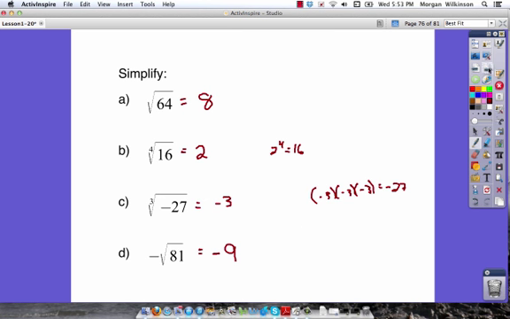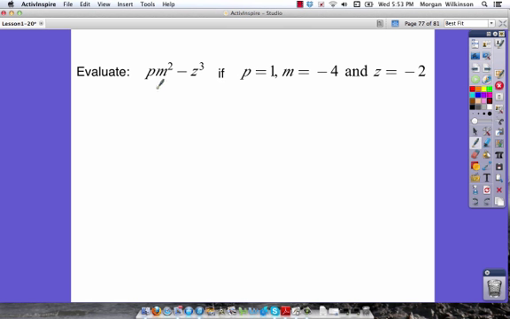Now these problems are very valuable because we can go ahead now and evaluate expressions that have powers within them. So, remember, wherever we see a variable, we're going to substitute the value in, but first we're going to put parentheses. So I've got a parenthesis for my p, a parenthesis for my m squared, minus my z to the third power. Okay, p is equal to 1, so I'm going to put a 1 in. M is equal to -4, so I'm going to substitute a -4 in. And Z, you can see that Z is equal to -2, so we're going to substitute a -2 in.